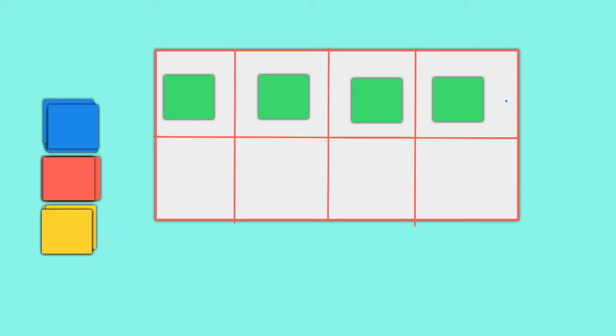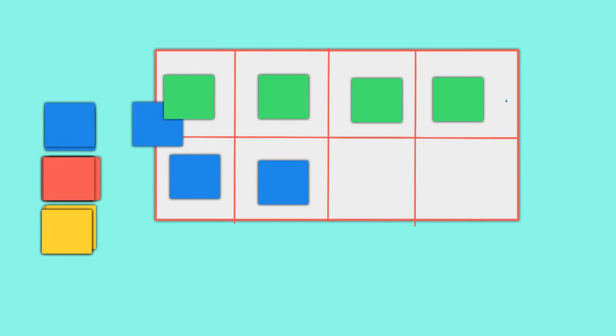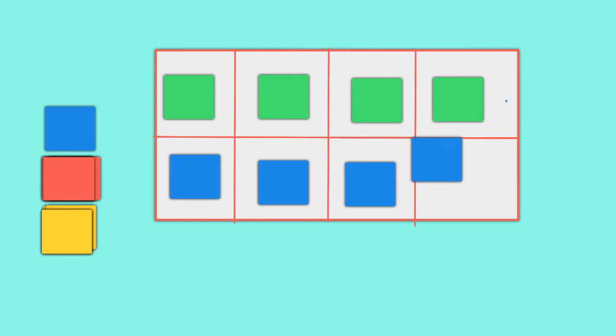We're going to go ahead and make another row. So now we have 2 rows of 4 tiles. Okay, so we have 2 groups of 4 tiles. This is called a 2 by 4 array. So this would be written a 2 by 4 array.